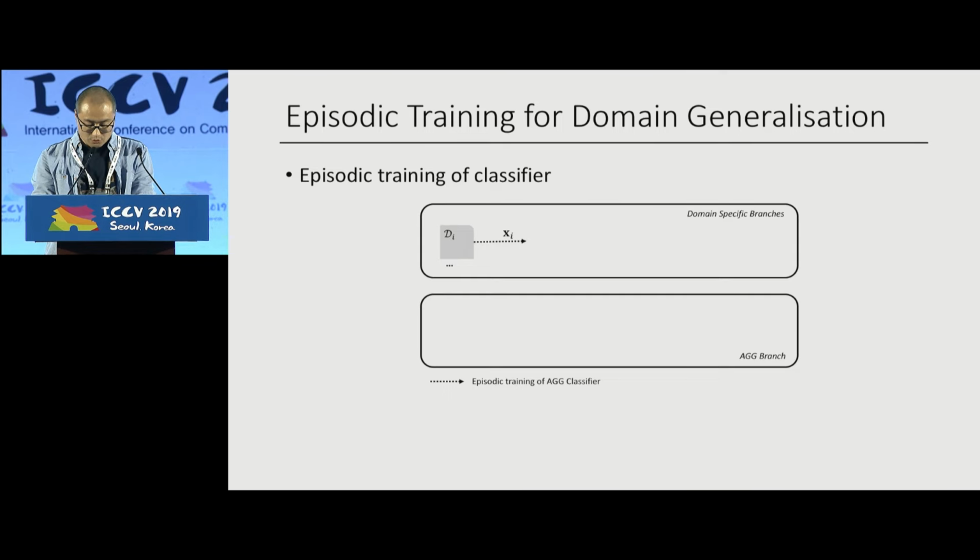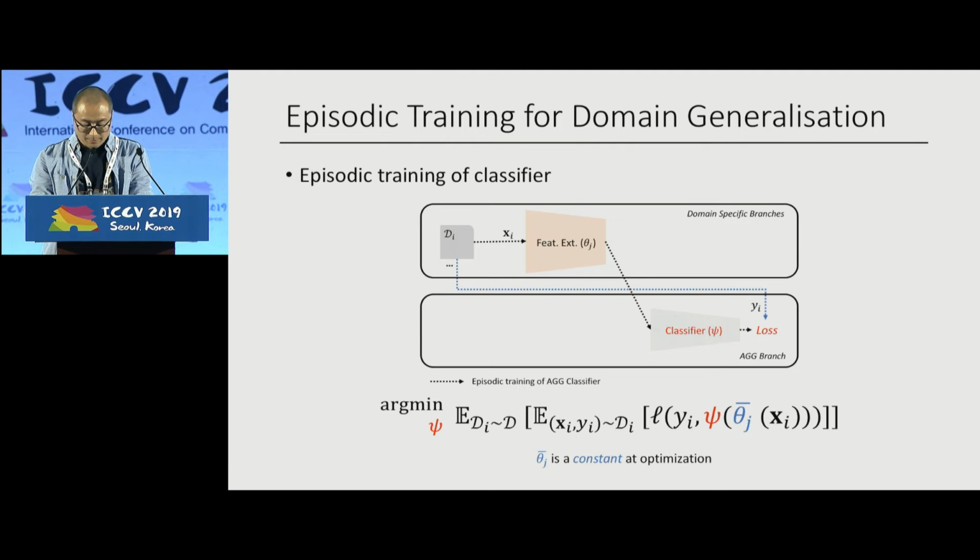Similarly, we can do episodic training of AGG classifier. We feed the domain I data into domain J feature extractor and forward the feature into AGG classifier. As long as AGG classifier makes an error, it will be penalized. It means that the AGG classifier should have a robust decision boundary to make correct decisions, even though it receives a bad feature from the domain J feature extractor, which has never seen the input. And the domain J feature extractor is a constant at optimization.